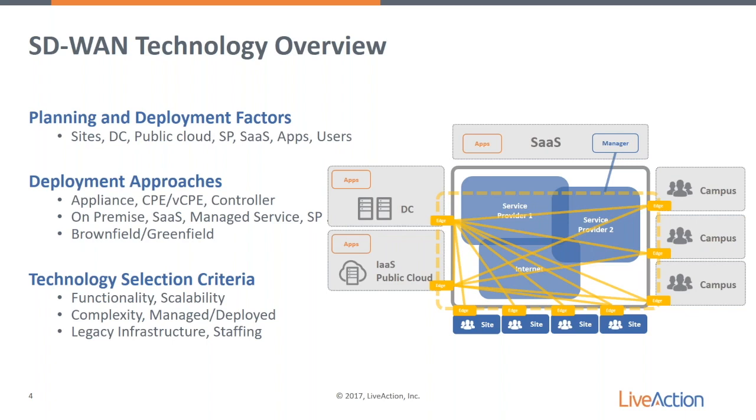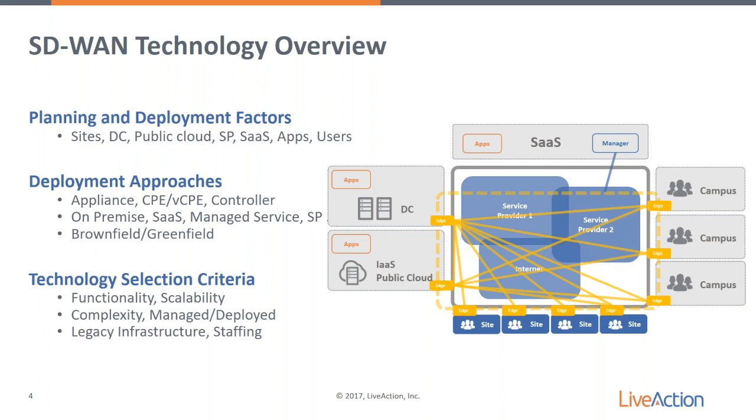There's a variety of deployment approaches, and I think in the last Gartner report, there's like 40 vendors in this space. So you can imagine there are a lot of different variations, but typically it's either a physical or virtual appliance, CPE, and there's a controller that may be in SaaS, or might not be, with different deployments where it might be on-prem or SaaS or managed service. And some customers are doing brownfield, some are doing greenfield. Those play into the different choices of what technology they would use.